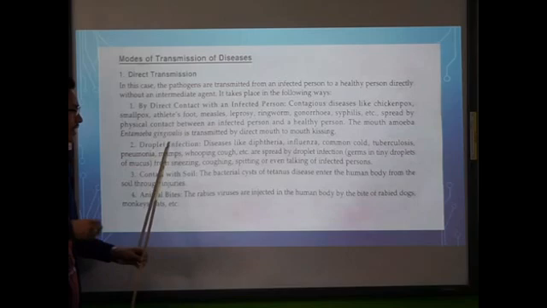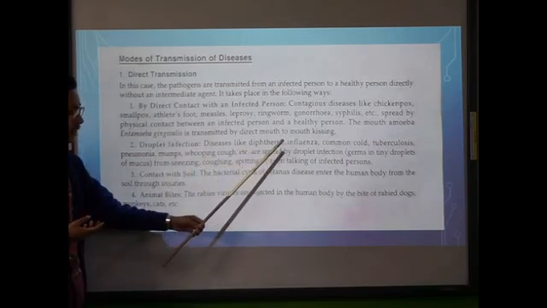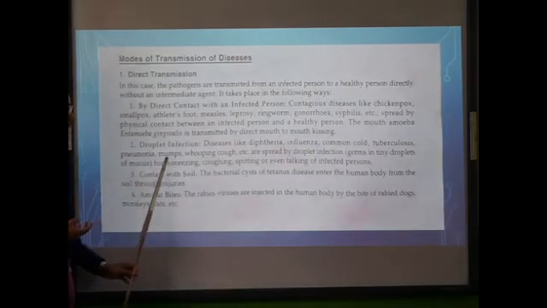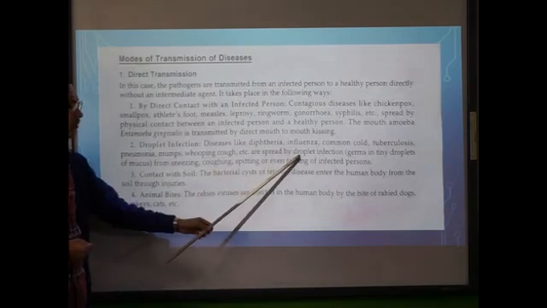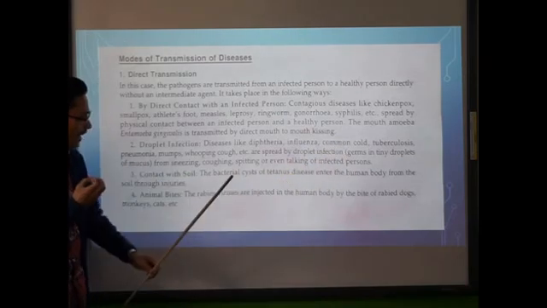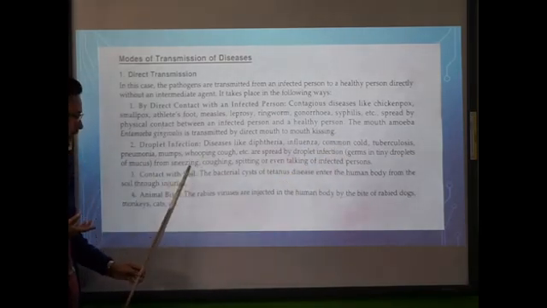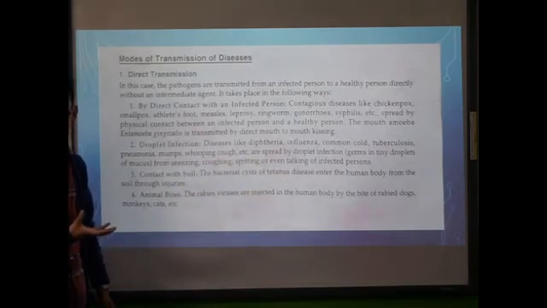Number 2, droplet infections. What are the examples? Like diphtheria, influenza, common cold, tuberculosis, pneumonia, mumps, whooping cough. They are mainly transmitted by the help of droplet infections, where the germs are present in tiny droplets of mucus and they are mainly released during sneezing, coughing, spitting, or even talking with the infected persons.